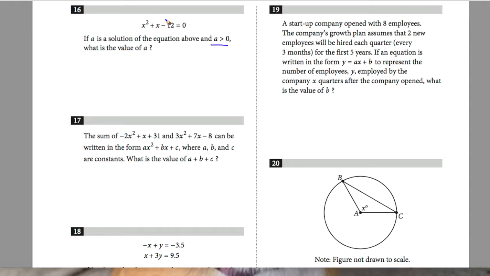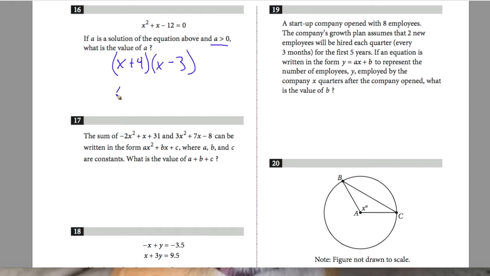I can factor this, and I immediately see that I have x plus 4 multiplied by x minus 3. I chose positive 4 because the middle value is positive. I chose minus 3 because I needed something to get to negative 12. Positive 4 times negative 3 gives me negative 12.